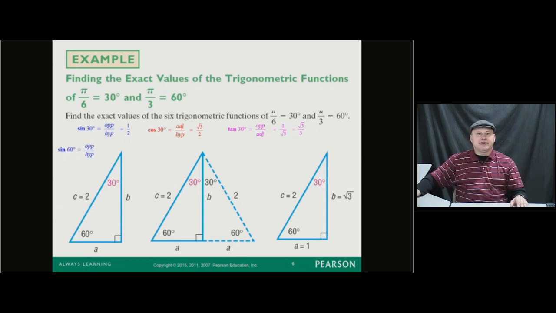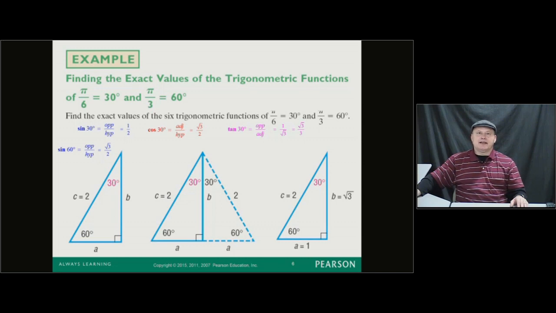Sine of 60 degrees, remember, again, is opposite over hypotenuse. The opposite of the 60 degree angle is the square root of 3, and the hypotenuse is 2. So it's the square root of 3 over 2. But I want you to notice something real quick. Look at the sine of 60 degrees and the cosine of 30 degrees. It's the same value. In some previous videos, we talked about cofunctions, and cofunctions have the same value, remember? So sine of 60 degrees is the cosine of 30 degrees, and that's the case in this example as well.